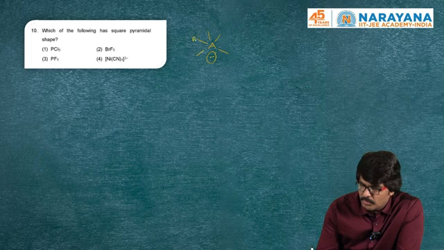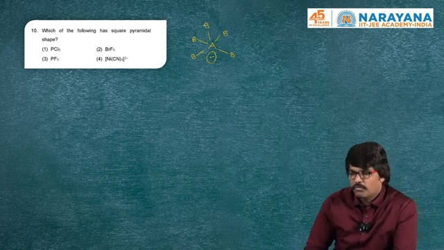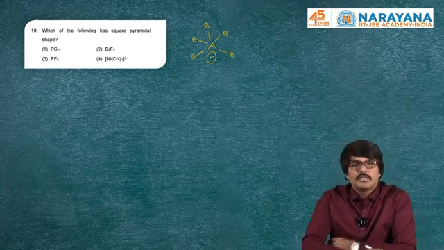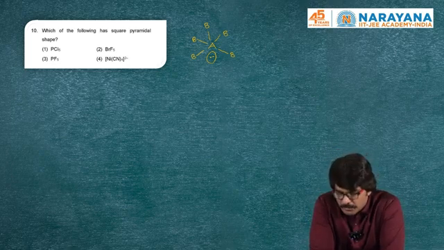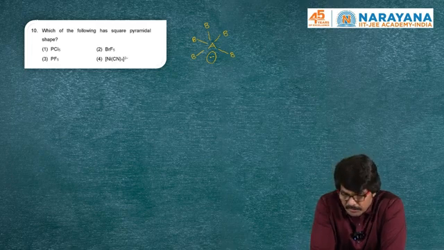So here this is a bonded atom. There are 5 bonded atoms, 4 are occupying the corners of the square, 1 is above the square, and 1 lone pair is below the square. So that is square pyramidal.